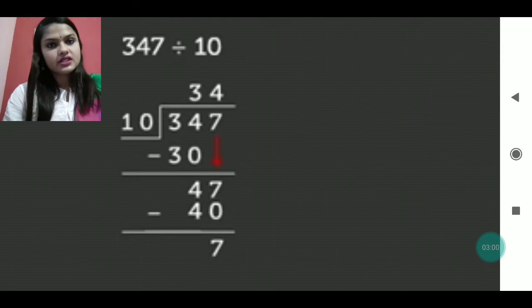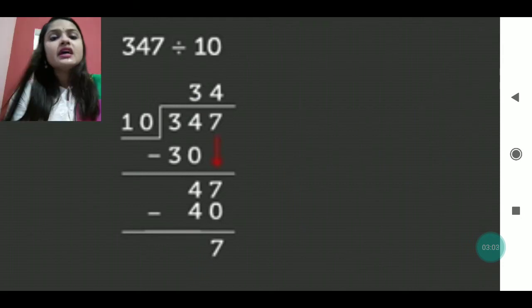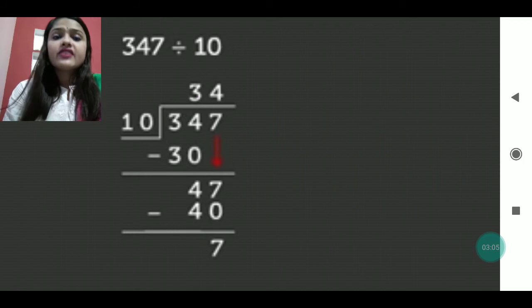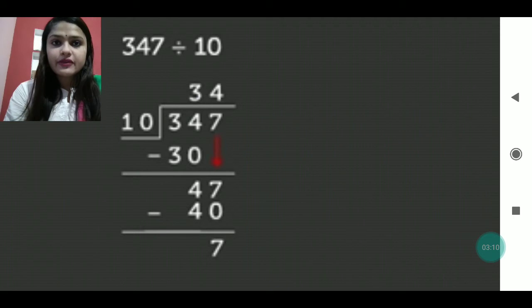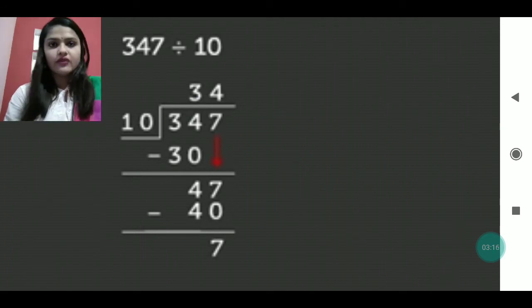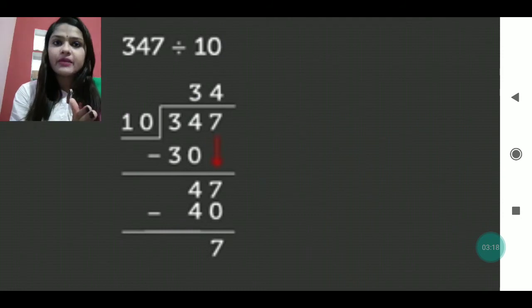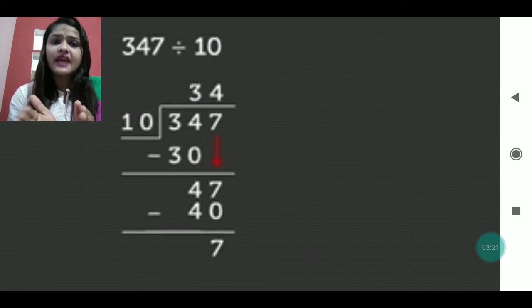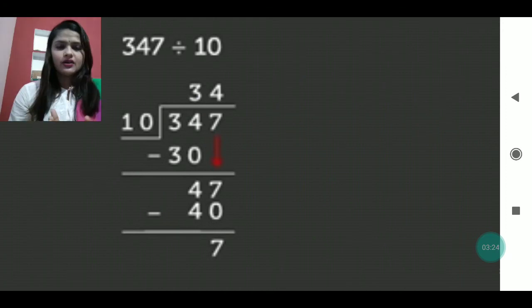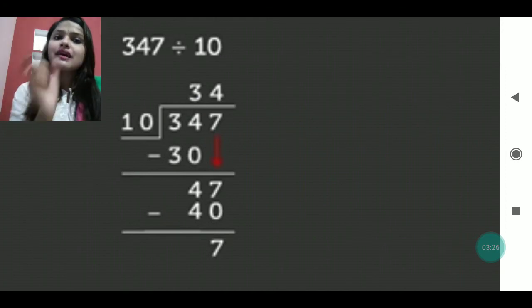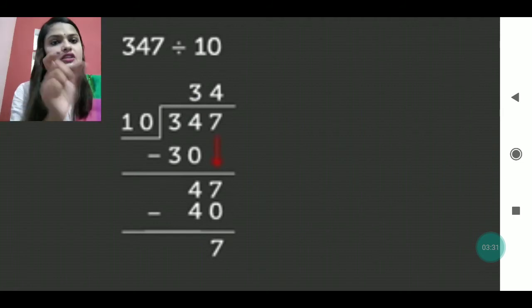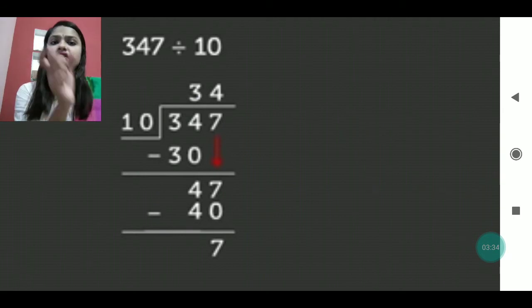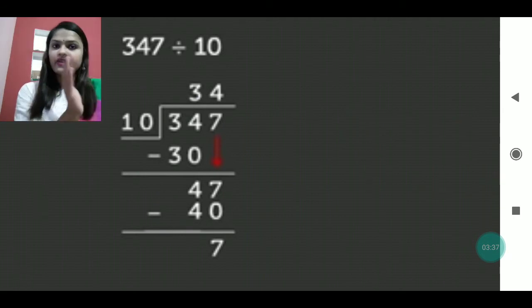Students, as you are seeing in the example which I have opened here, 347 divided by 10 is written. What is the first step we have to do? We have to arrange the numbers properly, column wise. First we write the dividend in the middle and the divisor on the right side. Which one is the divisor here? 10 is the divisor, so we write it on the right side, and 347, the dividend, we write in the middle.